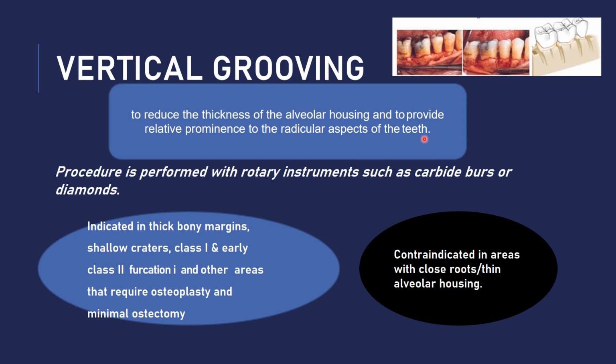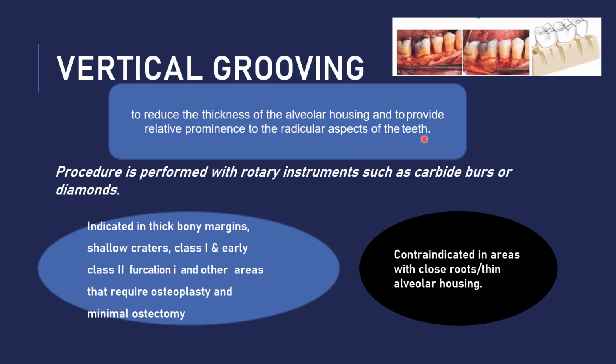This provides continuity from the interproximal surface onto the radicular surface, especially in the case of tooth festooning, where we reduce the buccal and lingual thickness of bone interdentally. For that we will be using rotary instruments such as carbide burs or diamonds.